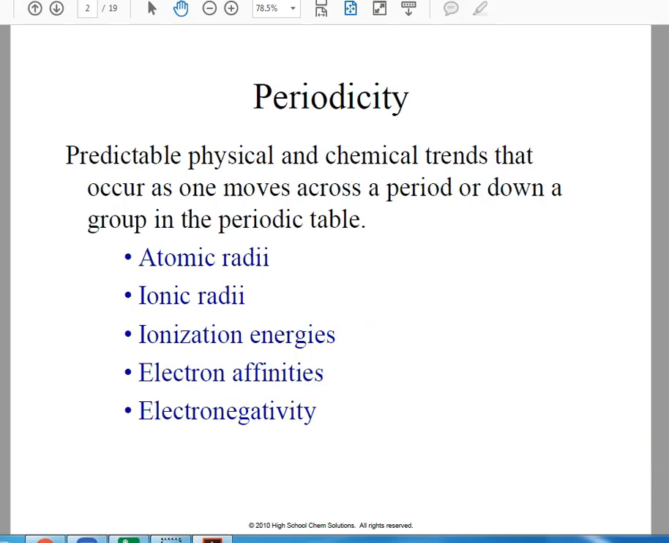So let's start again with just a definition of periodicity. These are predictable physical and chemical trends that occur as one moves across a period or down a group in the periodic table. And then there are those properties listed again.